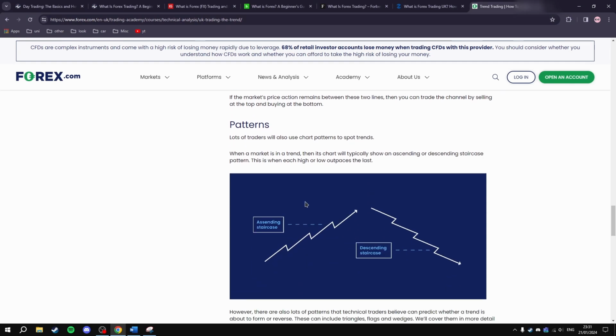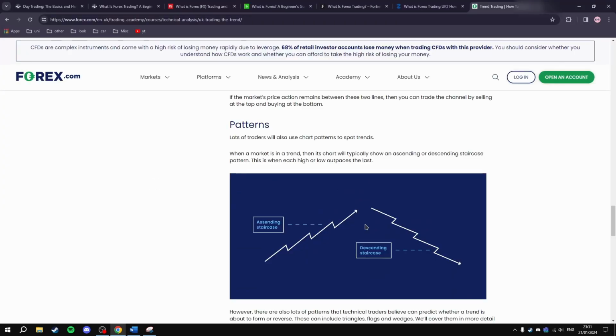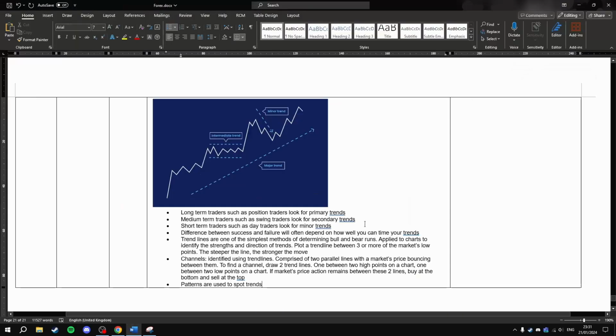Patterns. Lots of traders will also use chart patterns to spot trends. When a market is in a trend, then its chart will typically show an ascending or descending staircase pattern. This is when each high or low outpaces the last.